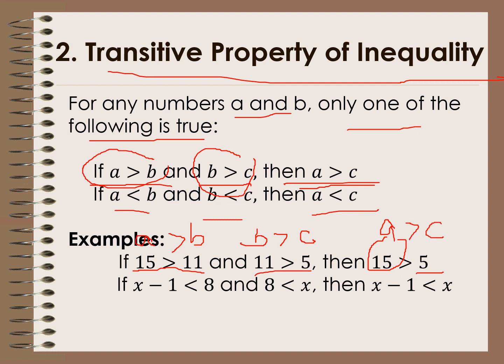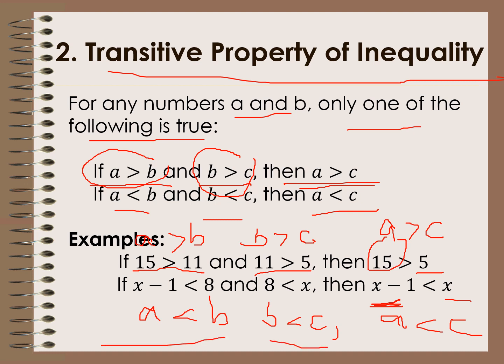Okay, let's have another one. If x minus 1 is less than 8, what is your A? X minus 1 is less than your B, which is 8. And your 8, which is your B, is less than your C. Therefore, in the conclusion, we have now your x minus 1. What is this x minus 1? It's your A. And what is this x? It's your x. So it's less than your C. Okay, so let's check. If A is less than B and B is less than C, therefore A is less than C.